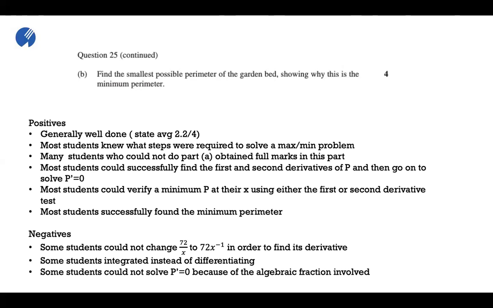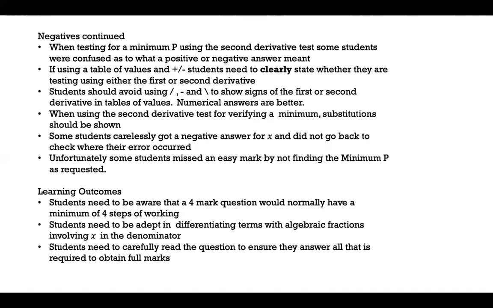Some students could not solve P dash equals naught because there was an algebraic fraction involved, which comes back to our problem that seems to be recurring involving any manipulations with algebraic fractions. When testing for a minimum P using the second derivative test, some students were confused as to what a positive or negative answer meant. So we had some students saying if the second derivative was greater than naught, it was a minimum, the second derivative was less than naught, it's a maximum, and so on.